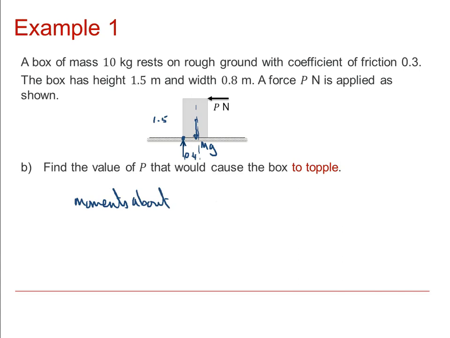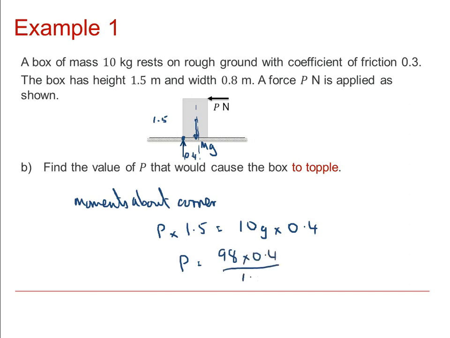where it's toppling, that is, then we can say that we've got an anti-clockwise moment of P multiplied by 1.5 must be equal to the clockwise moment, which is mg, so 10g multiplied by 0.4. And if you calculate that, we get that P obviously is 10g, 98, multiplied by 0.4 over 1.5, and that turns out to be 26.1 newtons. So if P is 26.1 newtons, then we have the box is going to topple.